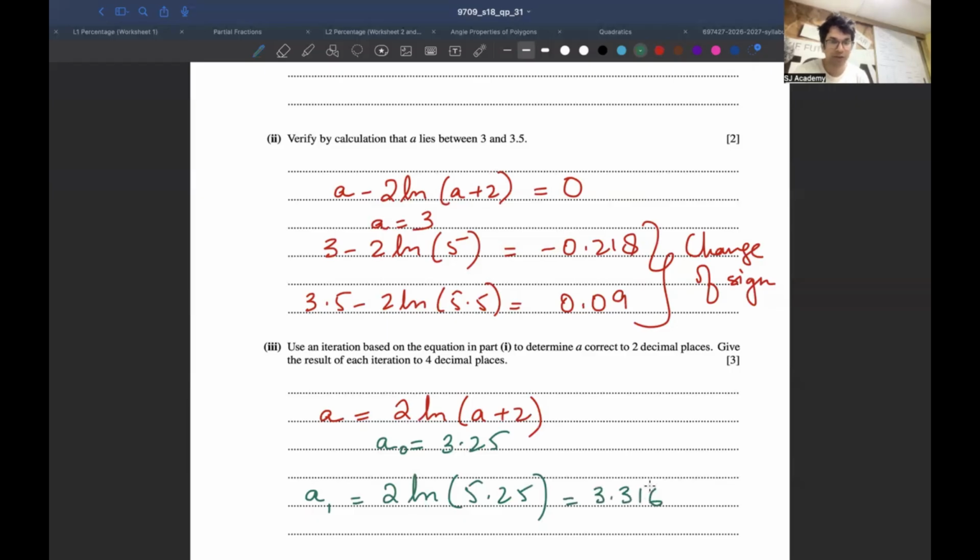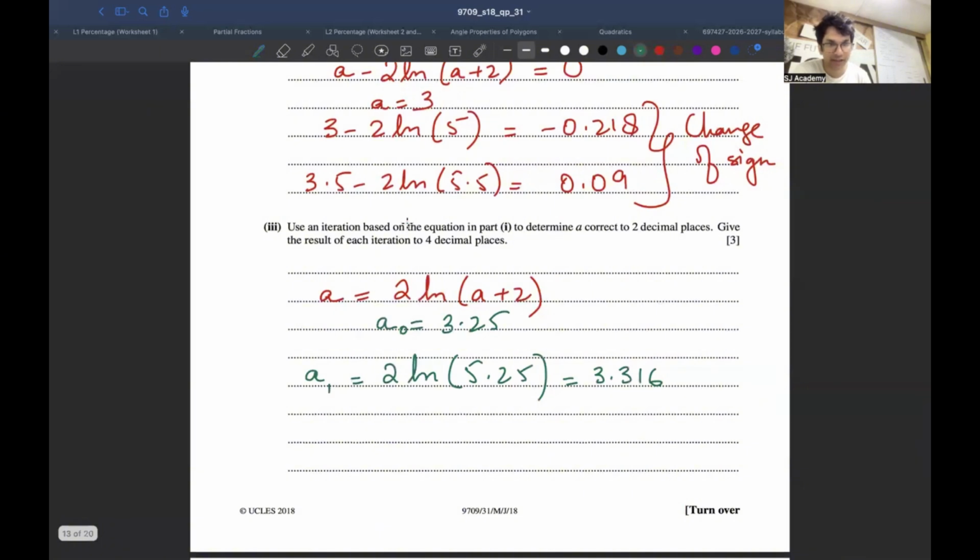And now we can just keep on substituting these values. And we have to write each iteration to 4 decimal places. So that will become 3.31645, which makes it 3.3165. For the second value, we substitute 3.3165 in place of x. So that will be 2 ln of 3.3165 plus 2, that is 5.3165. So ln of this answer multiplied by 2 will be 3.3416.